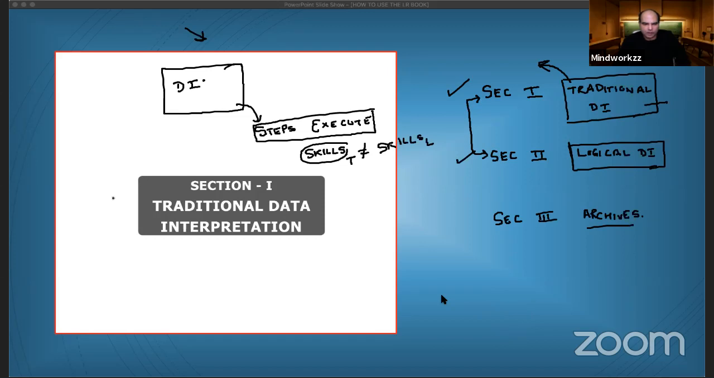My answer to that is, when you look at a traditional DI question, there is data given to you, and most of the skill required to solve it is to extract data, put it in the right formula or equation, and then from there you execute the calculations and get to the answer.